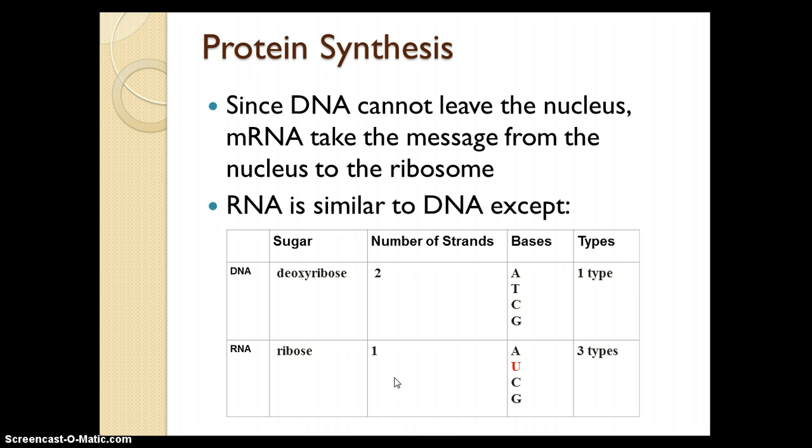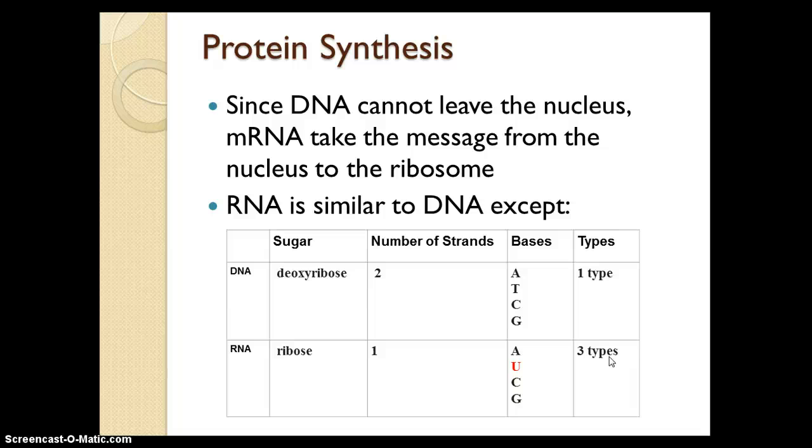Their bases are also slightly different, because in DNA you've got T's and in RNA you've got U's, like uracil. And there's just one type of DNA, and there are three different types of RNA: mRNA, tRNA, and rRNA, and they all have special jobs within making proteins.